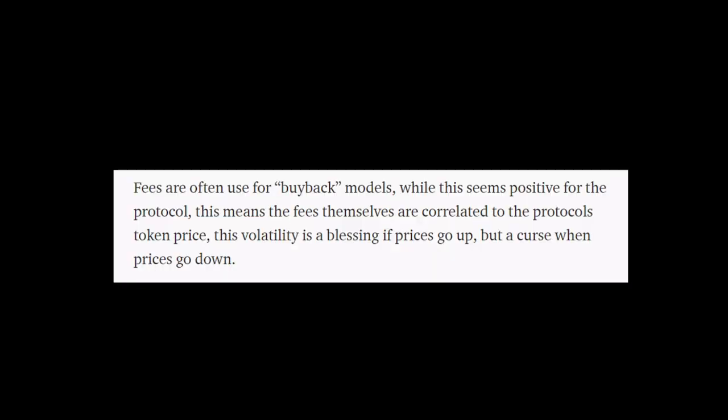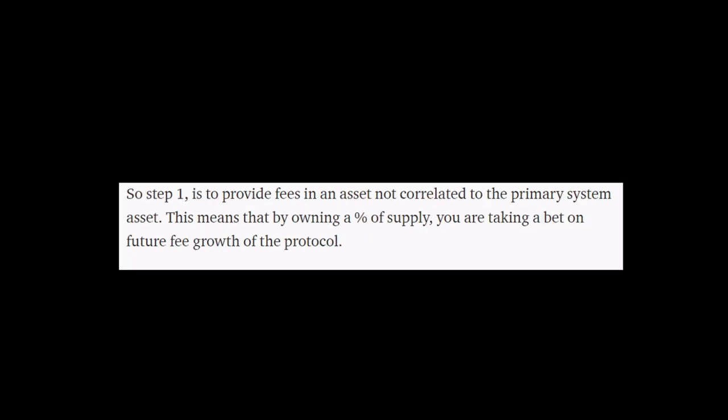And the other problem defined by Andre is fees are often used for buyback models. While this seems positive for the protocol, this means the fees themselves are correlated to the protocol's token price. This volatility is a blessing if prices go up, but a curse when prices go down. So the solution is to provide fees in an asset not correlated to the primary asset, the system asset. By owning a supply, you are taking a bet on future fee growth of the protocol.